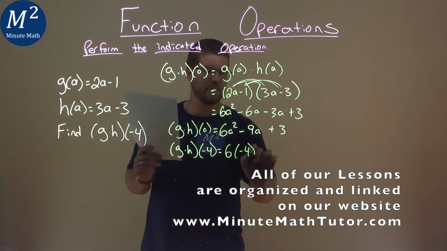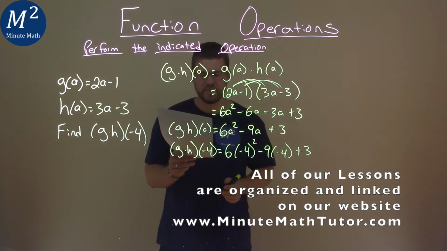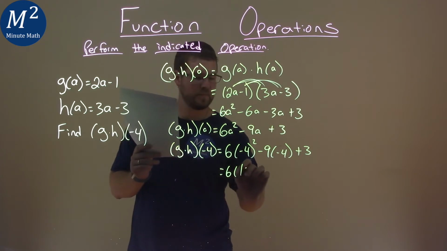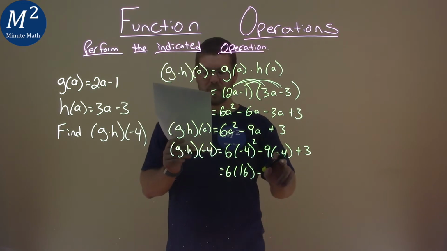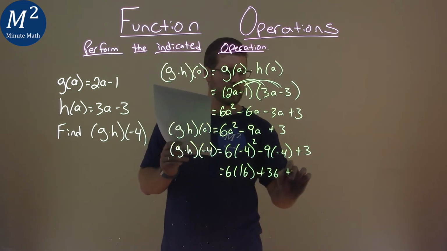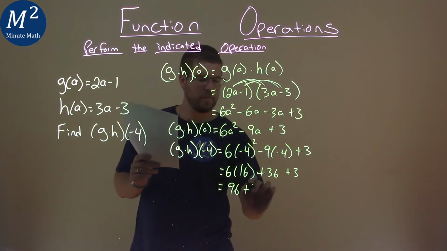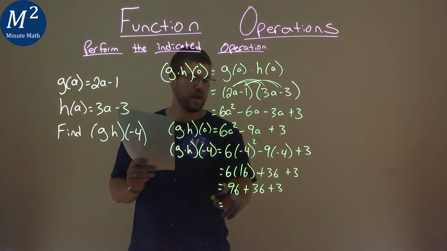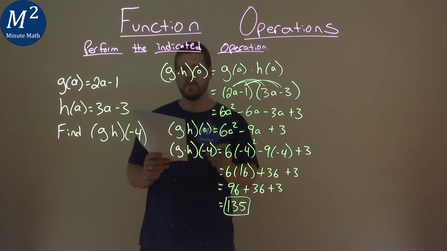6 times negative 4 squared minus 9 times negative 4 plus 3. Simplify where we can. We have negative 4 squared, which is a positive 16. And negative 9 times negative 4 is a positive 36. And we have plus 3. Keep going. 6 times 16 is 96. Plus 36 comes down and plus 3. And so now, lastly, we add them up. 96 plus 36 plus 3 is 135. And so our final answer here is just 135.